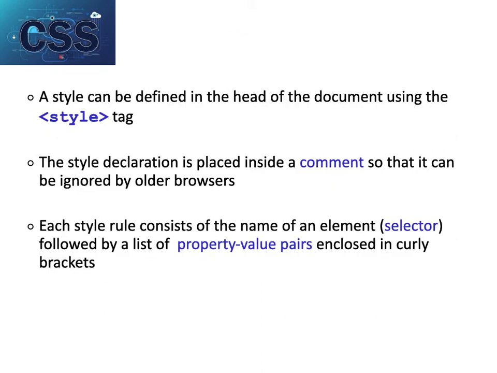A style can be defined in the head of the document using the style tag. The style declaration is placed inside a comment, so it can be ignored by older browsers. Suppose some browsers are not compatible with style specification, you can avoid that by putting it in a comment section. Each style rule consists of the name of an element, that is a selector, followed by a list of property value pairs enclosed in curly brackets. Let us see an example.